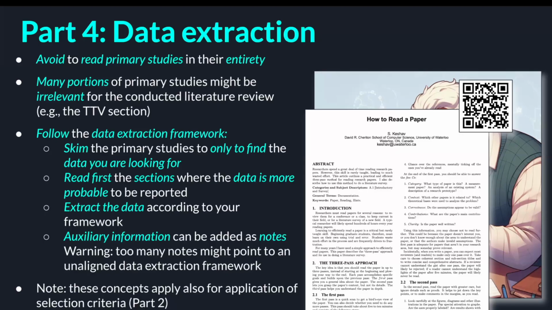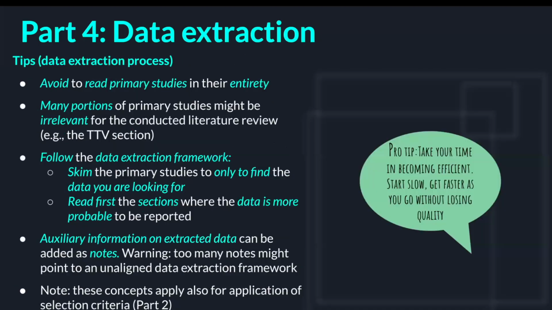This also is true for the selection criteria. When you apply the selection criteria, you want to, as fast as possible, understand if that paper is in or not. And when you've done that, you close the paper and go to the next one. Could be from the title alone, right? If you have a doubt, then you look at the abstract. If you still have a doubt, you look at the conclusion, and so on. And then there is this paper which gives a bit of a rundown, especially the first part, on how to skim through the paper quickly to find the data you're looking for.